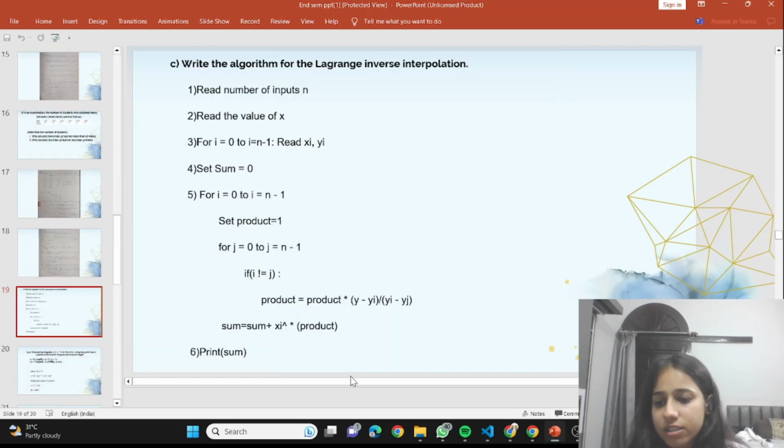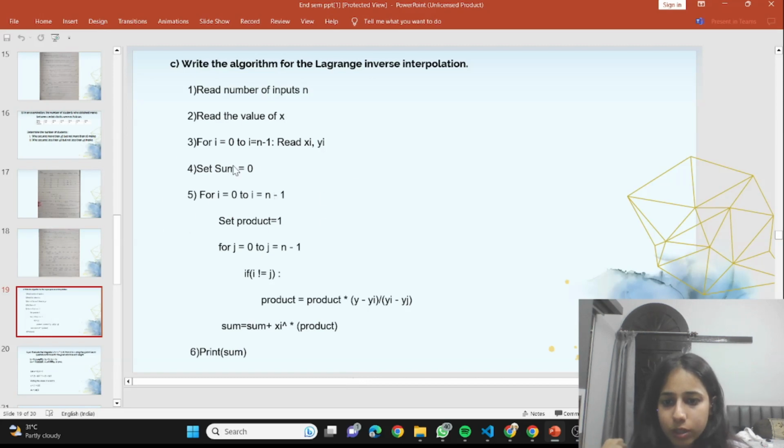Now the third question is, write the algorithm for the Lagrange inverse interpolation. First step is read the number of inputs n. Second step is read the value of x. Third step is for i equal to 0 to i equal to n minus 1, read xi, yi. Fourth step, sum equal to 0. Fifth step is for i equal to 0 to i equal to n minus 1.